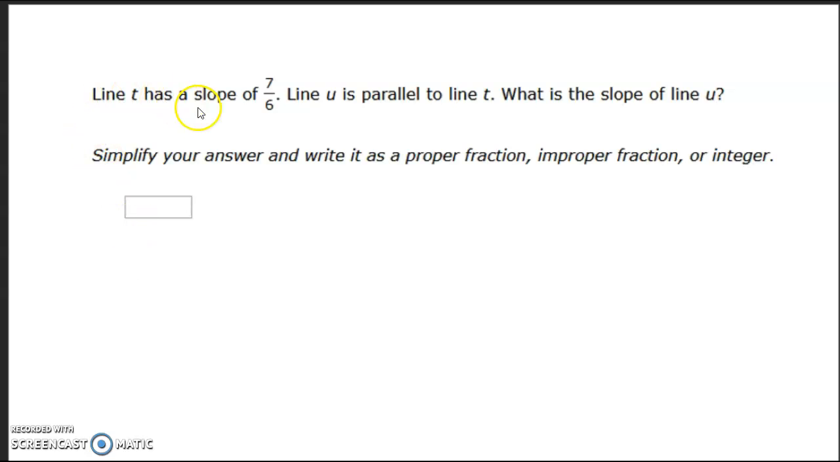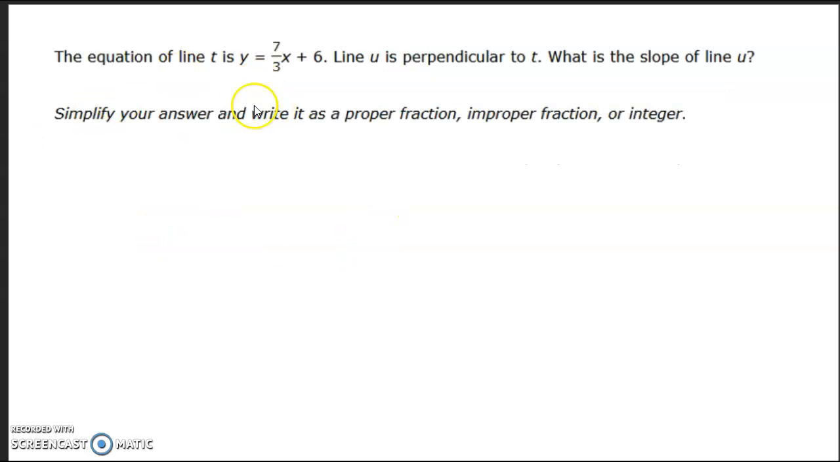So line T has a slope of 7 over 6. Line U is parallel to line T. So it wants to know the slope. For this example, all we would need to know is that this word parallel means that they have identical, or the same exact slopes. So if it wants to know the slope of line U, it's the same thing. So you have 7 over 6.